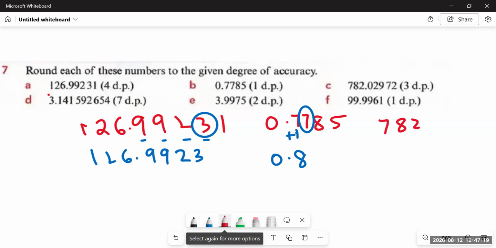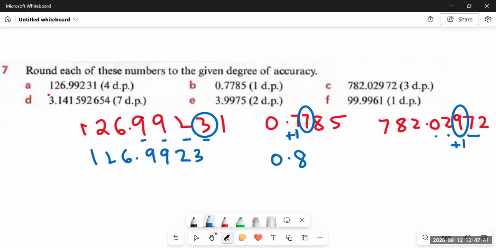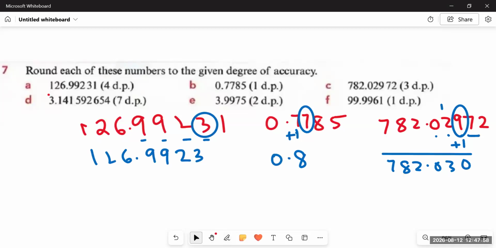Then we have 782.02972, and we have to round it to 3 decimal places, 1, 2, 3. Since we have a 9 and the digit next to it is 7, okay? And we discussed in the previous video that whenever the rounding digit is a 9 and it has a strong digit next to it, the last digit will be 0. Because when we add 1 into it, it will become 10. And so we will carry forward 1 to the left side digit. It will become 3. And hence the answer will be 782.030.